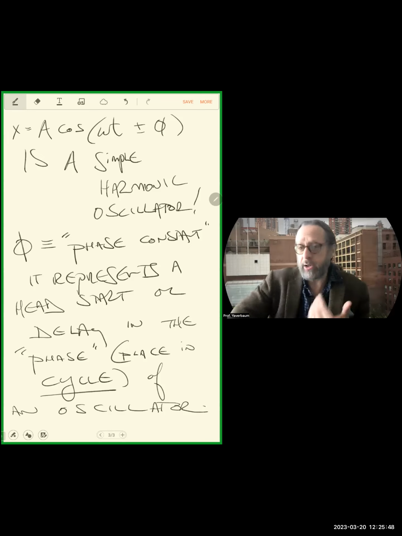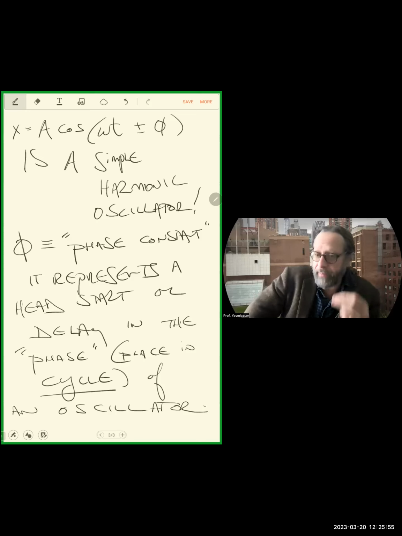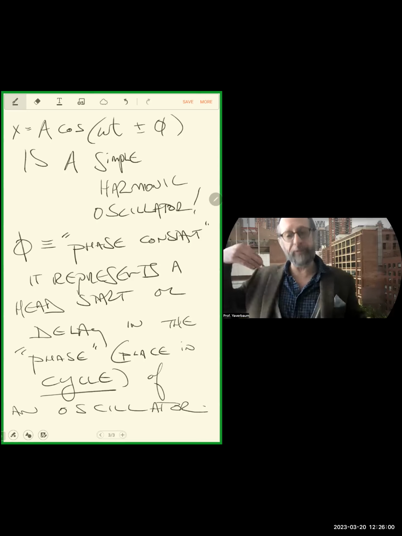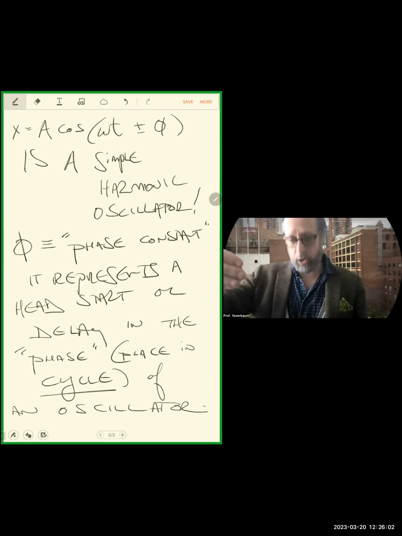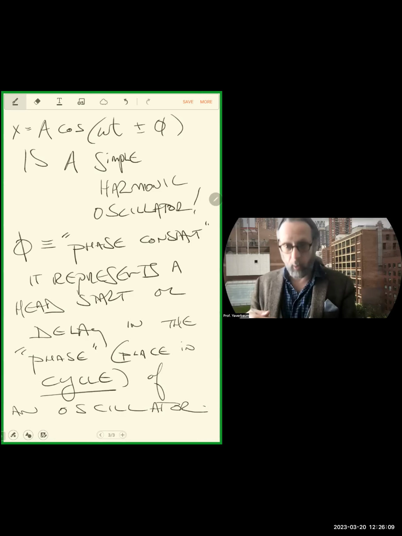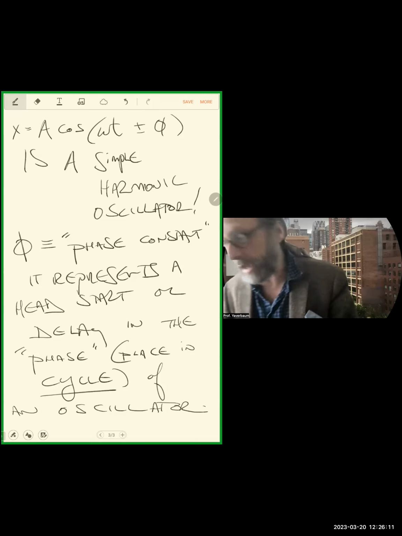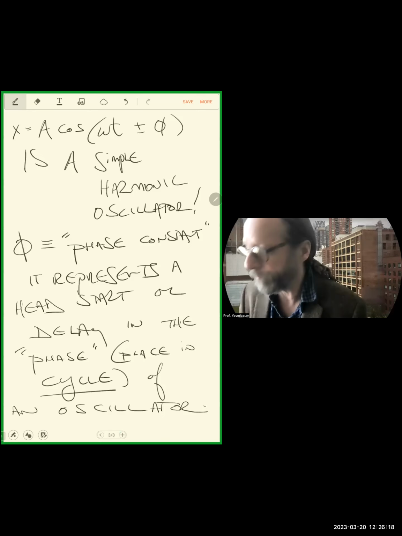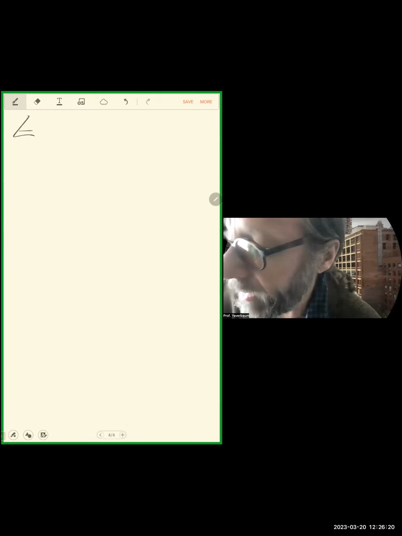What do physicists mean by phase when we're talking about oscillation, or when we're talking about waves? What we mean by phase is the place in a cycle, where you are with respect to the cycle. Are you at the beginning of the cycle? Are you halfway through the cycle? Are you one quarter of the way through the cycle? That's what we mean by your phase. So to give you a quick example of what it would mean to have a phase constant of something other than zero, let's do one quick example.